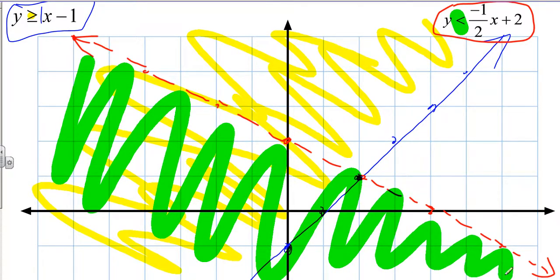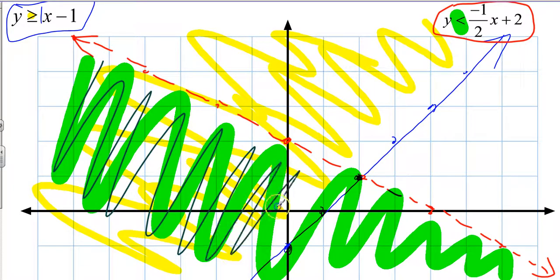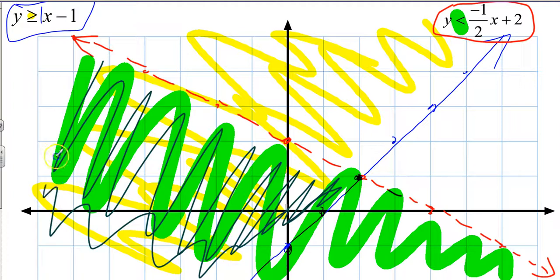Can you tell where the double shaded region is? The double shaded region looks to be where the yellow and green overlap. All of this area is the double shaded region. So that's the solution region. Anything in there, it's easier to do this with your pencil than it is on a smartboard, but you're going to double shade that. Make sure that I can see that.